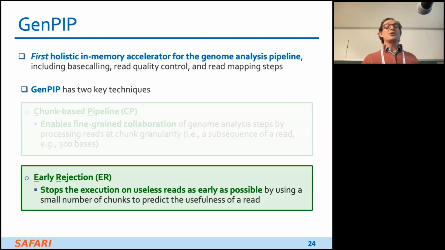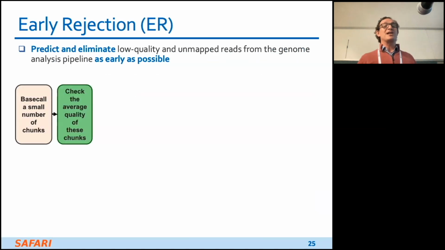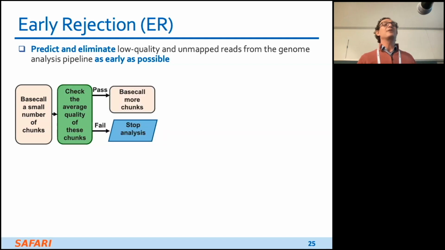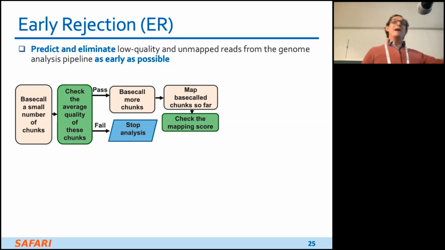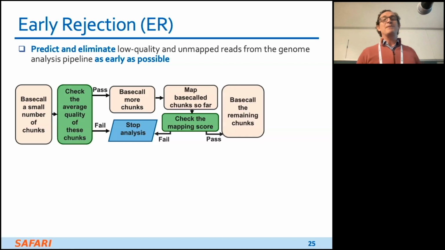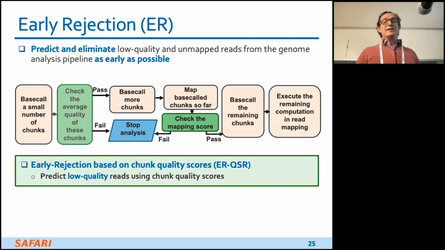You stop the execution on useless reads as early as possible by using a small number of chunks to predict the usefulness of a read. I already said this. So you base call a small number of chunks, you check the average quality. If it fails, you stop the analysis. If it passes, then you base call more chunks. And then you map the base called chunks to a reference genome. And then you check the mapping scores. This is already done in existing genome analysis steps. If it fails, then you stop the analysis again. And the nanopore sequencing device is nice because it enables you to stop base calling. It has this nice mode that we are taking advantage of right now. If it passes, then you base call the remaining chunks, and then you execute the remaining parts of read mapping.